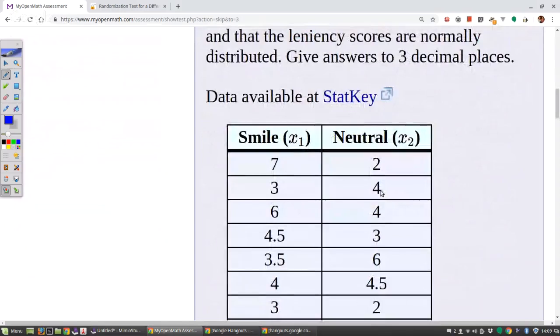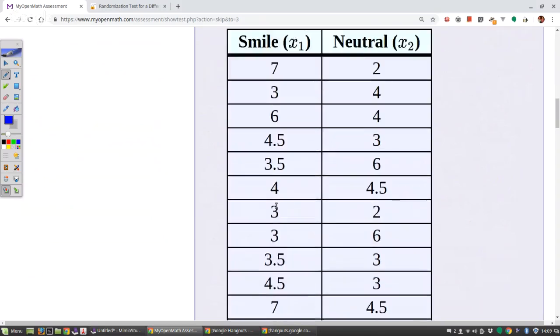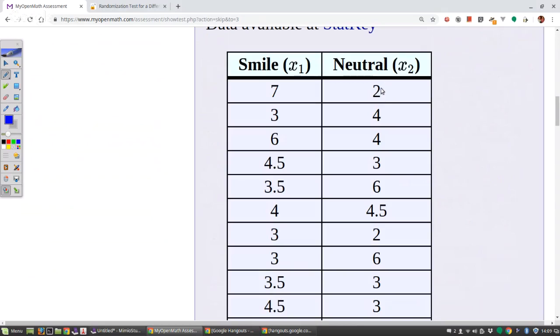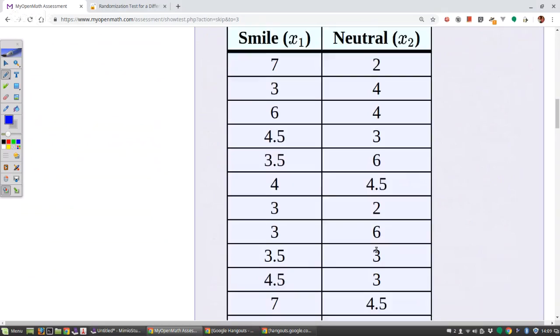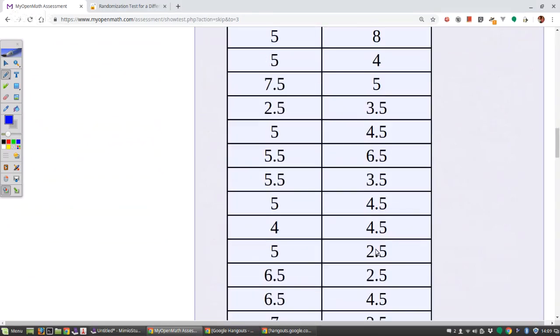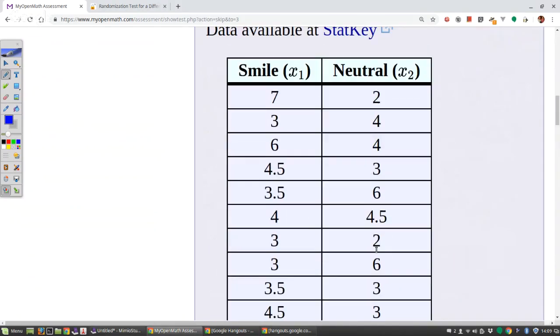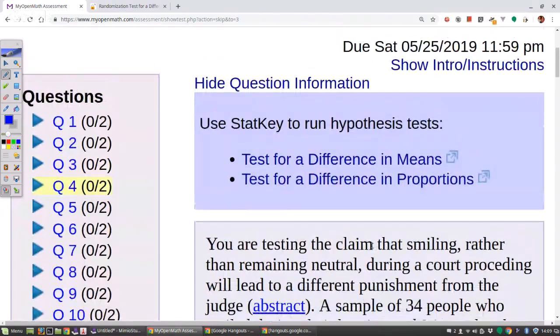So this data is available in StatKey. So we have a bunch of people who are smiling, and these are their leniency ratings on the punishment that was given to them. And then here's some people that had a neutral expression, and then their leniency rating is in the second column. Okay. So we got to figure out hypotheses here, and then we'll run our test. And we'll go run the test in StatKey.